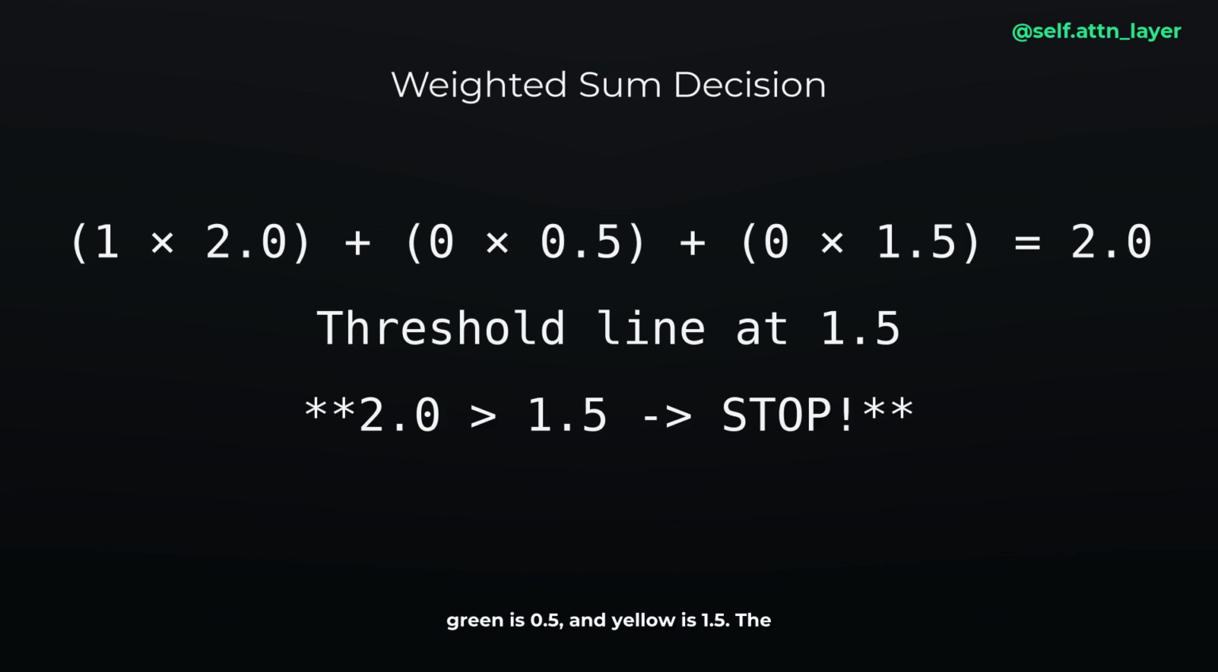The perceptron multiplies each input by its weight and adds them together. For a red light, that's (1 times 2.0) plus (0 times 0.5) plus (0 times 1.5) is equal to 2.0. It then compares that to a threshold, let's say 1.5. If the sum is bigger than 1.5, it says stop.